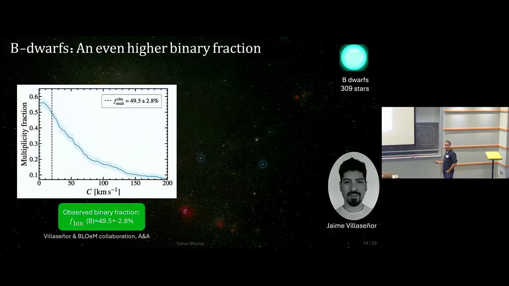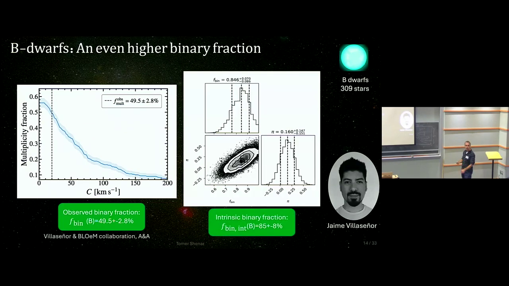Okay, we did the same for the B-type dwarfs. This was work led by Jaime Villaseñor. Observed binary fraction 49%. Again, very high, but actually B stars are even harder to detect in this sense for motion because they typically have less signal to noise. If you correct for biases, one actually finds an intrinsic binary fraction of 85%. So reaching as high as that.